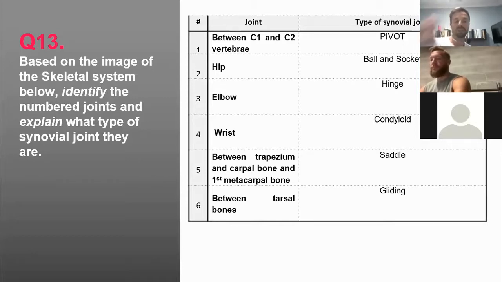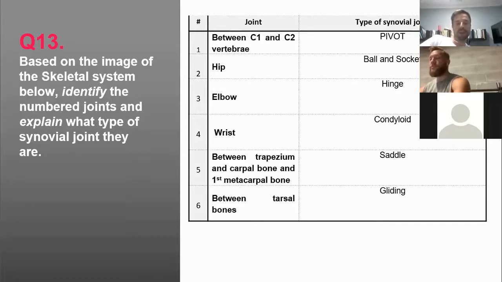So the difference with a saddle joint, if you think about your thumb, is your thumb can move forward and back, and it can also move from side to side. Yeah. So that's the type of joint that looks like a saddle, right? And a combination of those two allows your thumb to go around in circles. So that's called a saddle joint.